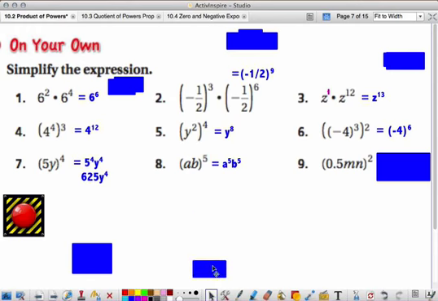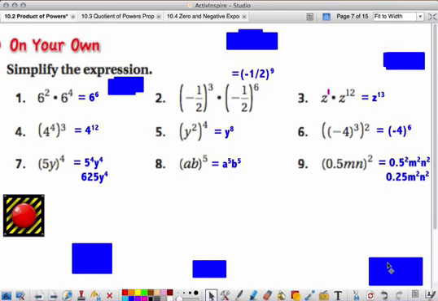On number 8, you get a to the 5th power times b to the 5th power. And on 9, you should have distributed that exponent out and got 1/2 squared, m squared, n squared. And 0.5 squared is actually 0.25, so you can see where we worked that out. And we just brought down our m squared and our n squared.